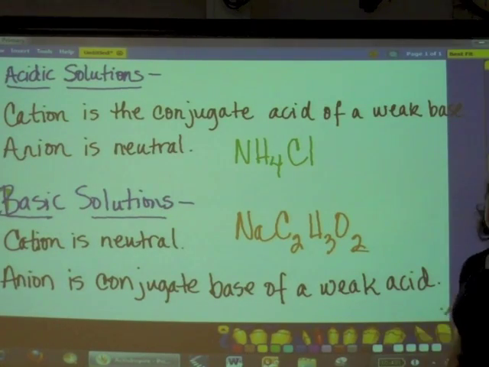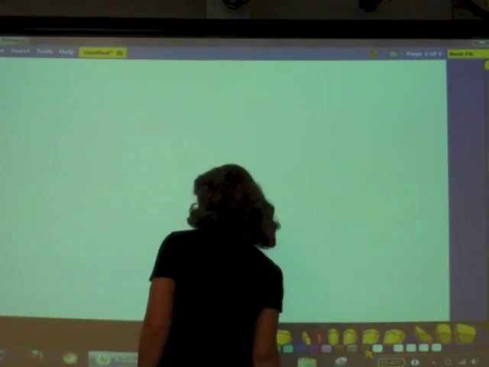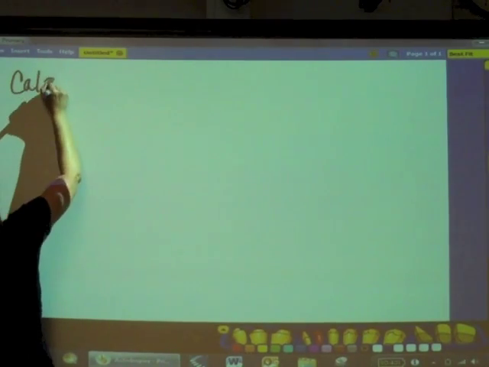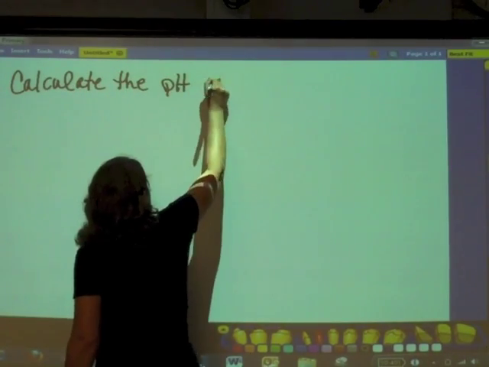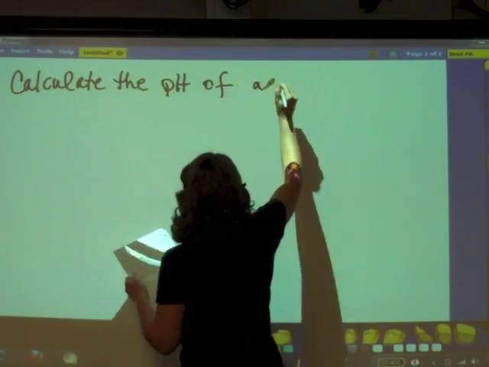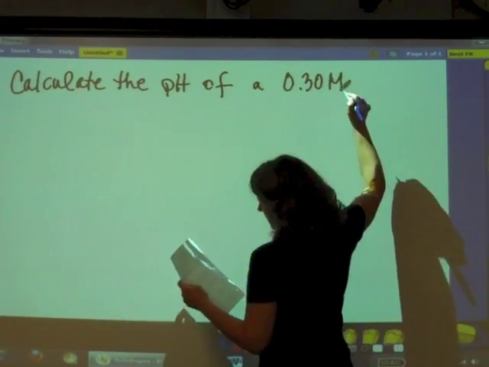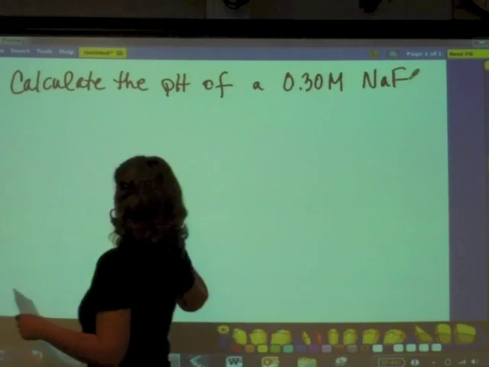Okay, you have to learn these things, because now we're going to do a problem about finding the pH of a salt solution. All right, so calculate the pH of a 0.30 molar sodium fluoride solution.